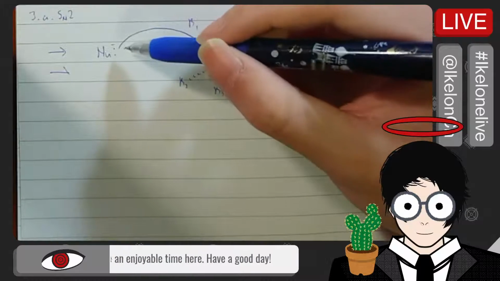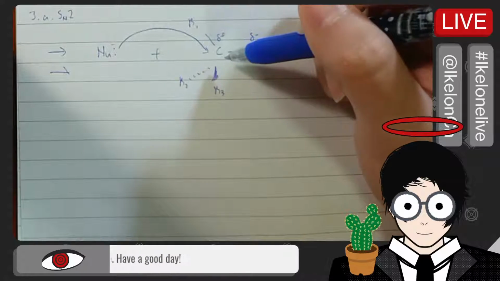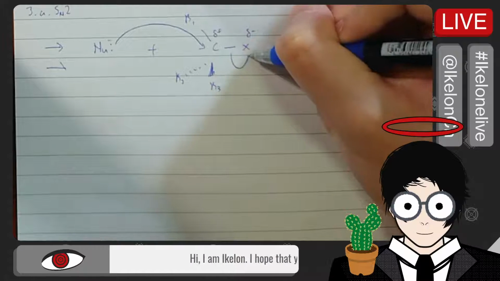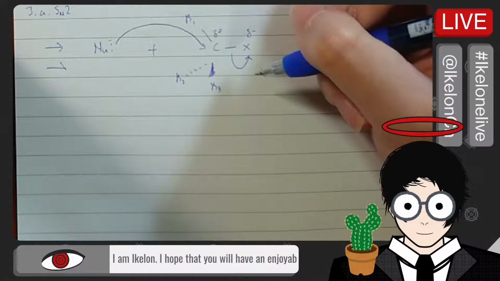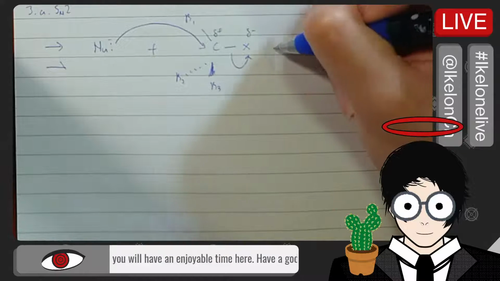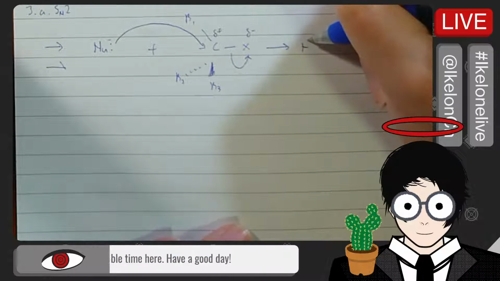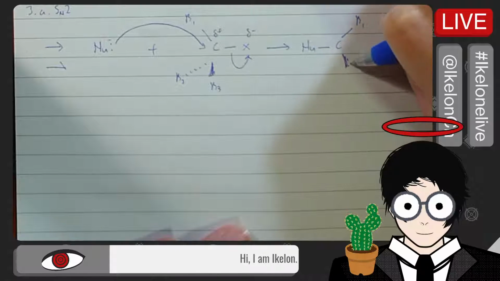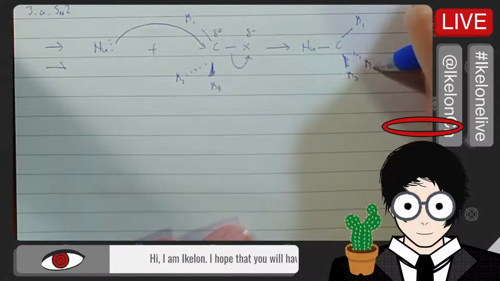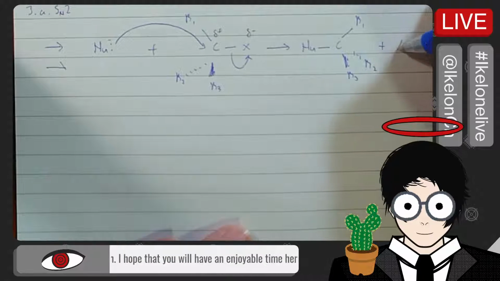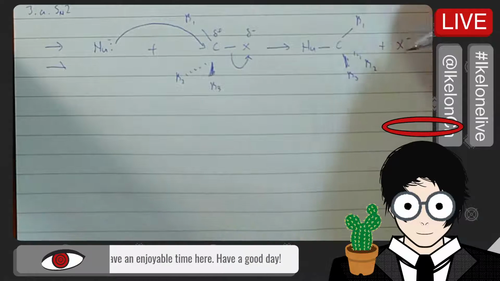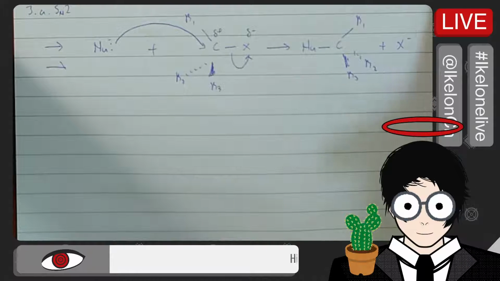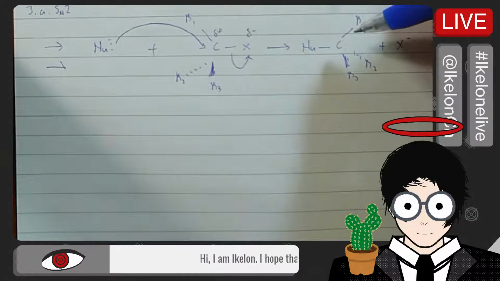the lone pair of electrons from the nucleophile goes to the carbon atom, and then the 2 electrons from this C-X bond will go to the halogen. So as a result, you will get the nucleophile, C, R1, R3, R2, and your X minus ion. So this is how the mechanism proceeds. And if you can see, it is an inversion of configuration.